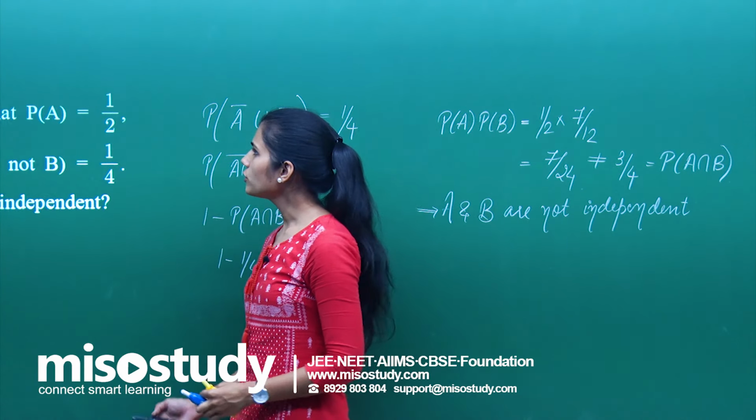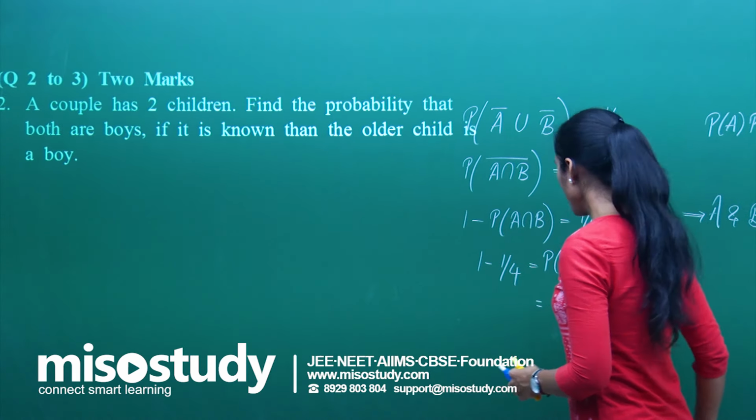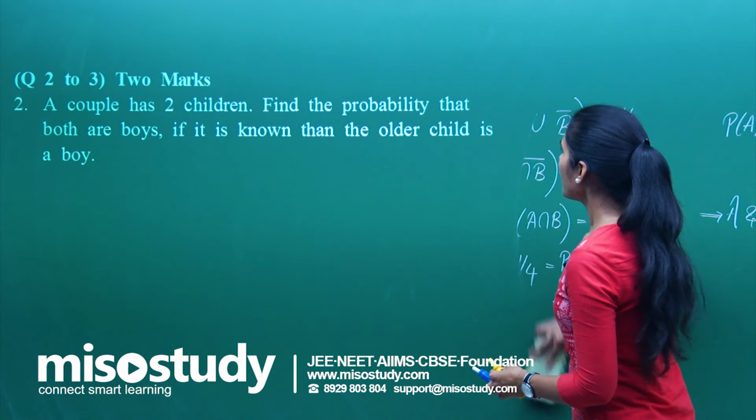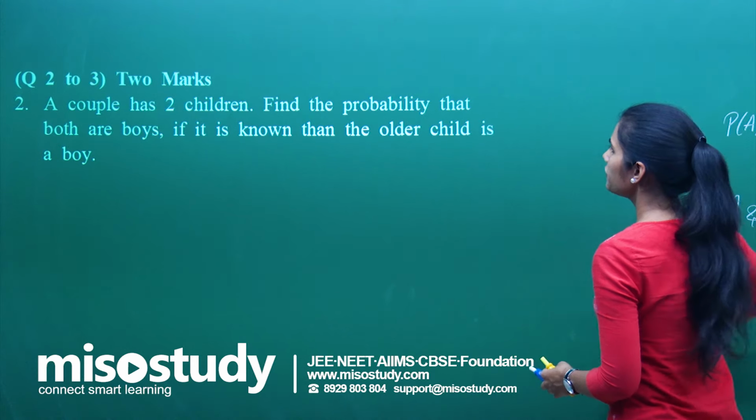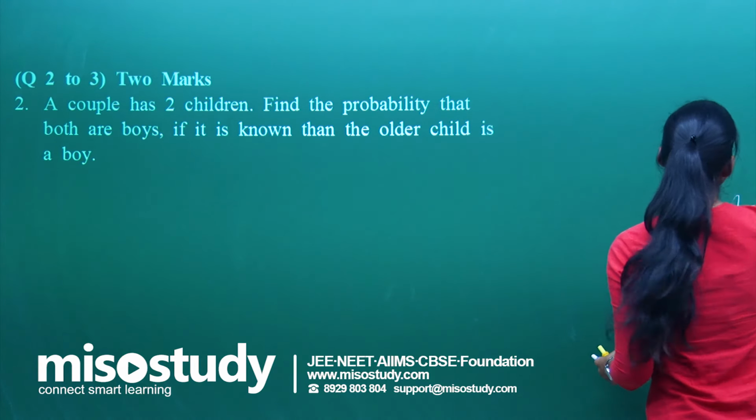Moving to the next question, we have for 2 marks coming that a couple has 2 children. Find the probability that both are boys if it is known that the older child is a boy.